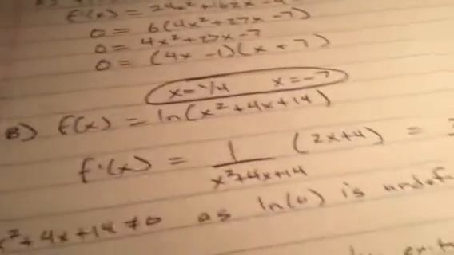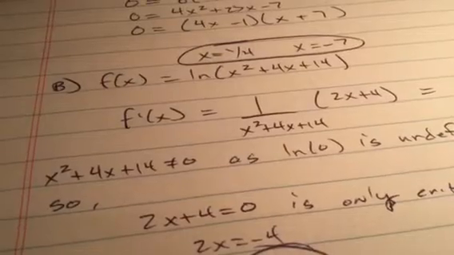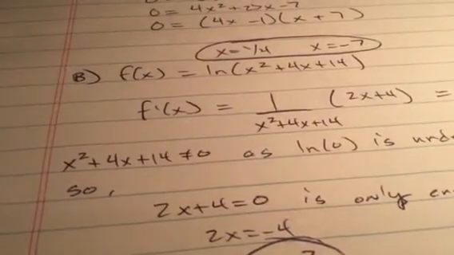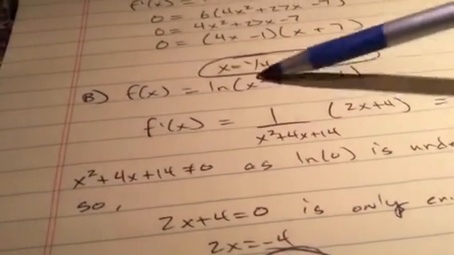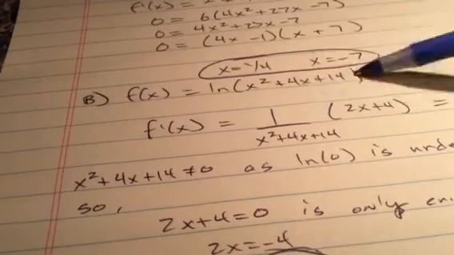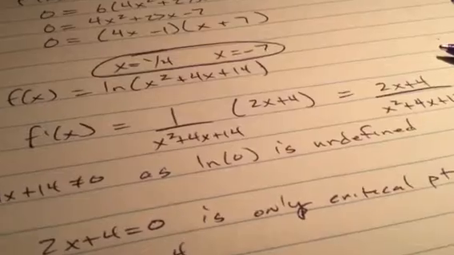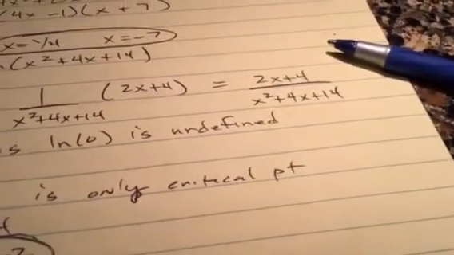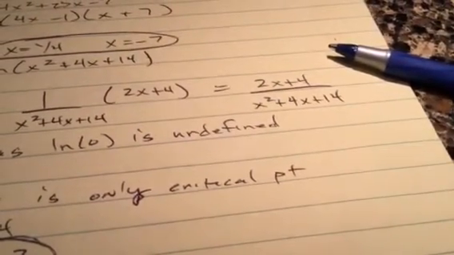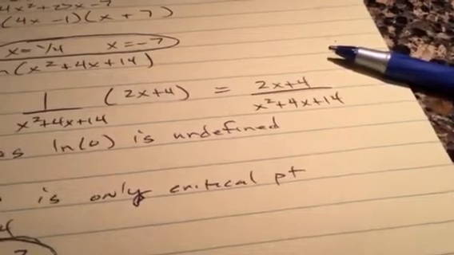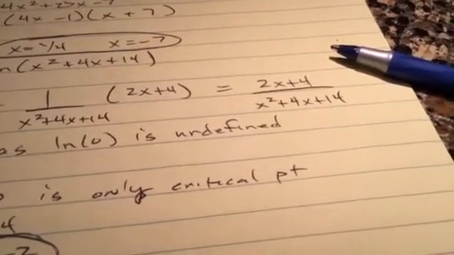All right, take a look at B. And we have the derivative of natural log is 1 over what's inside that parentheses. And then you have to take the derivative of the parentheses, which is 2x plus 4. And that's what you get there. Now remember, a critical value is when f prime of x is 0 or when it's undefined. So you got to look at the denominator.